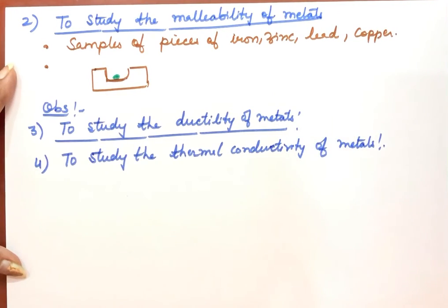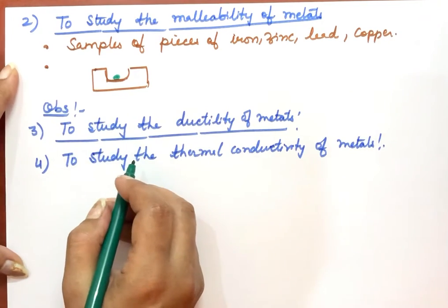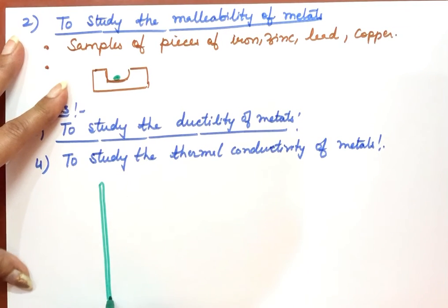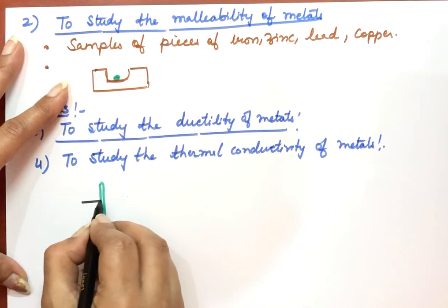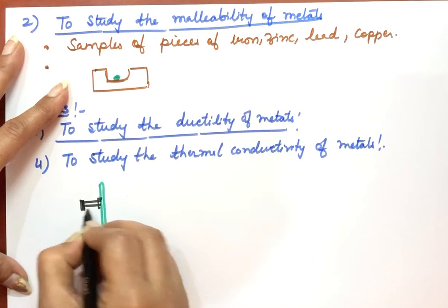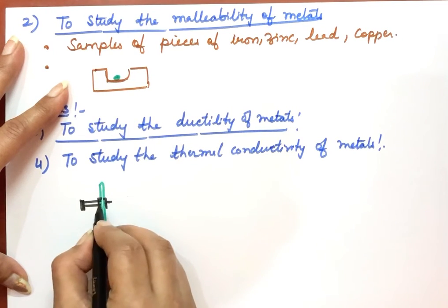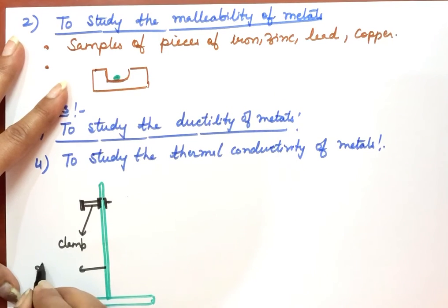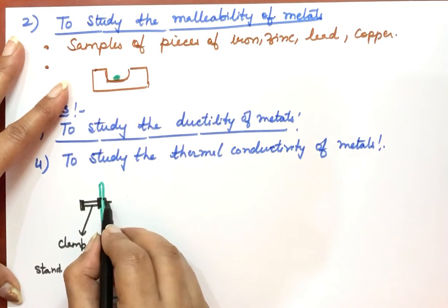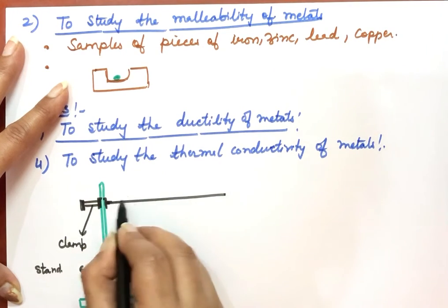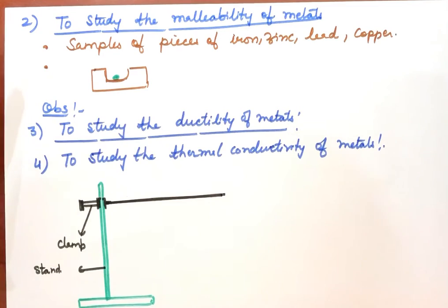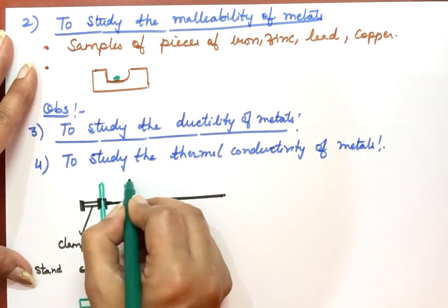To check this property, we will take an aluminium or copper wire, and we have to clamp it on a stand. This is a stand that we are taking, and on the stand we have to clamp. This is a clamp. This is the stand. On the clamp here we'll take a wire. Aluminium or copper wire we can take. So this part I'm labeling as the metal wire.